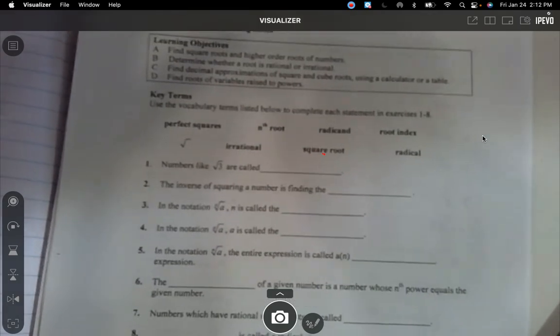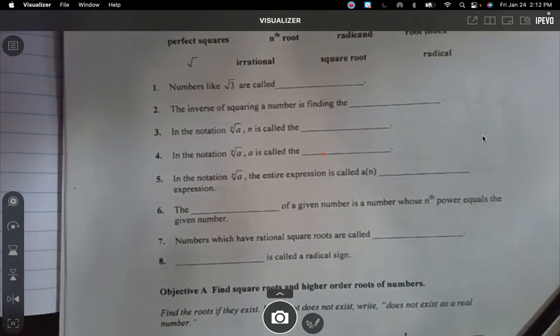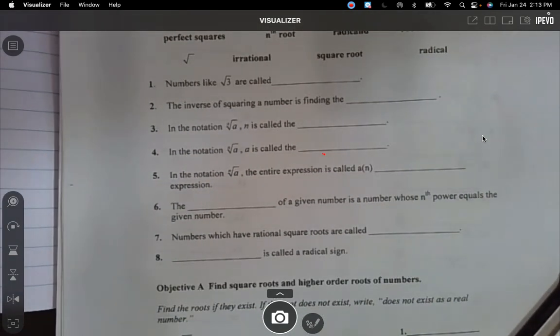Just a hint, numbers like the square root of 24, the square root of 2, the square root of 96, those are all irrational numbers. Perfect squares are numbers like the square root of 4. It has a rational square root, so that's a perfect square. So again, I think I just answered most of those for 1 through 8.